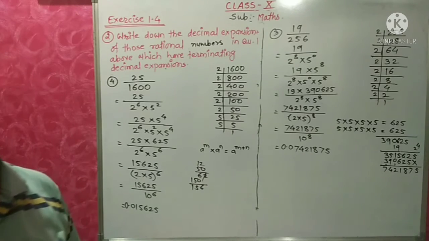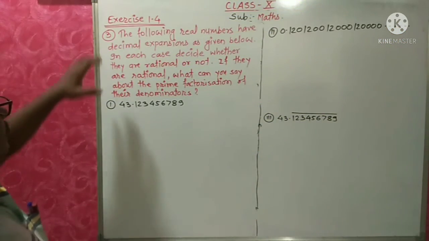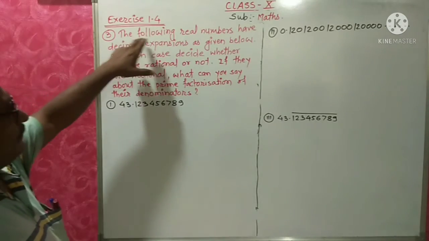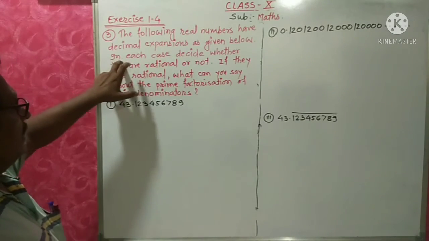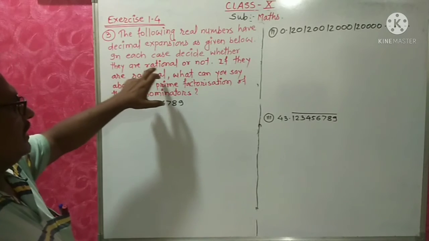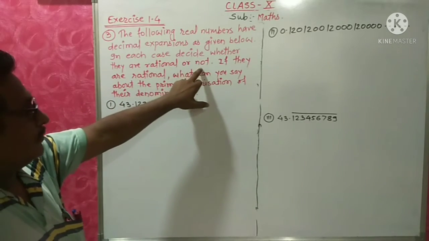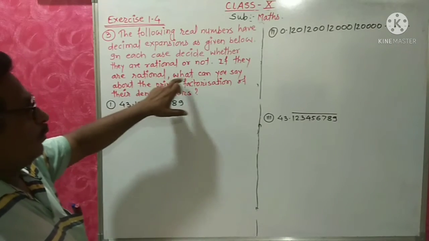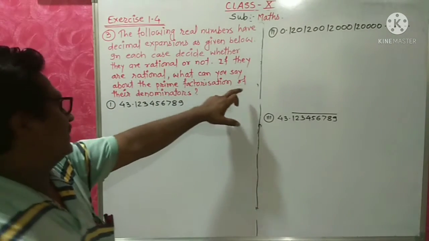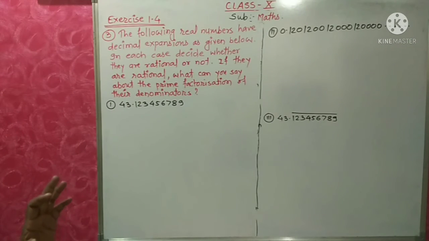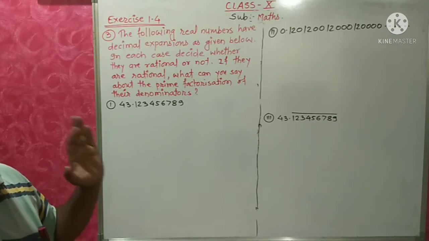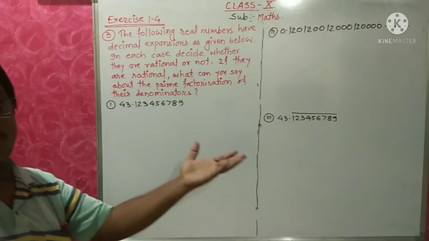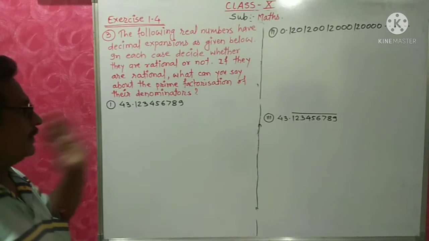So now we will go on to the next question. Now the third question. The following real numbers have decimal expansions as given below. In each case, decide whether they are rational or not. If they are rational, what can you say about the prime factorization of their denominators? Two questions are there. First, is it rational or not? If it is rational, then what can you say about the prime factorization of the denominator?